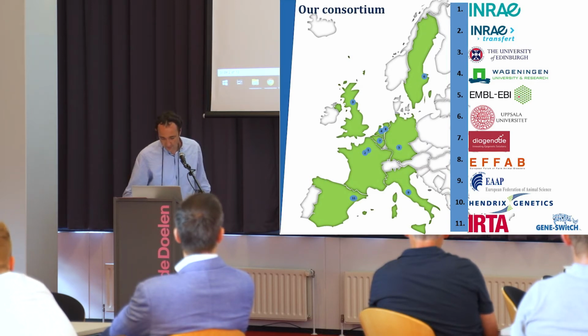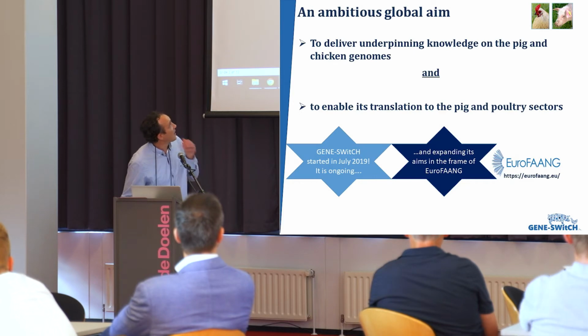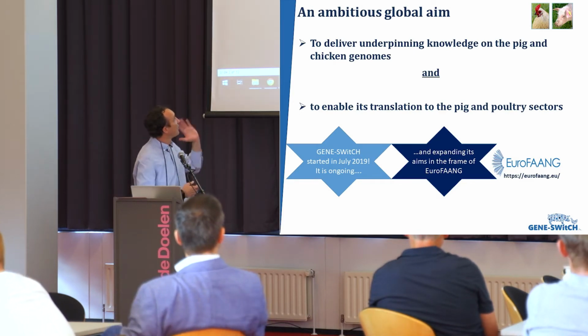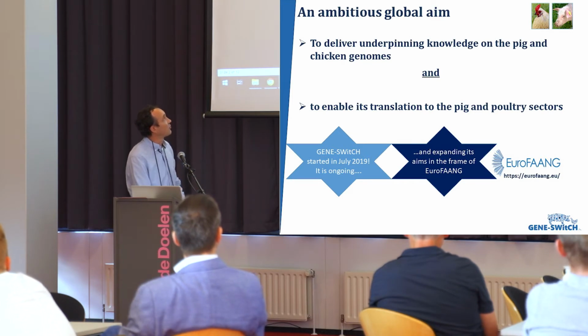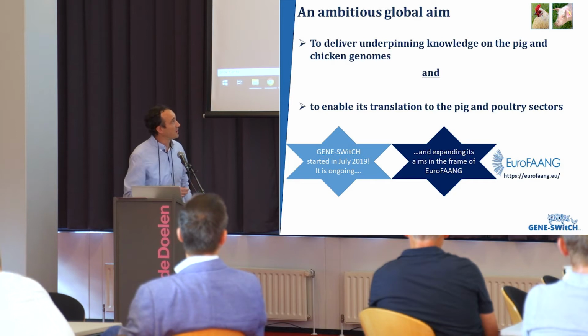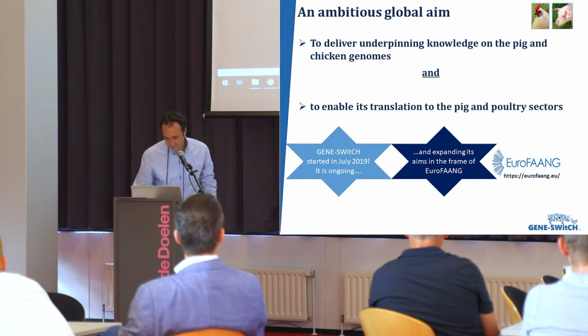You can see it on the map. And the aim of the project is really to get two products. The first one is to deliver underpinning knowledge on the pig and chicken genomes, what we name functional annotations. And the second one is to be able to use this information to improve the genomic prediction for the pig and chicken, poultry sectors.